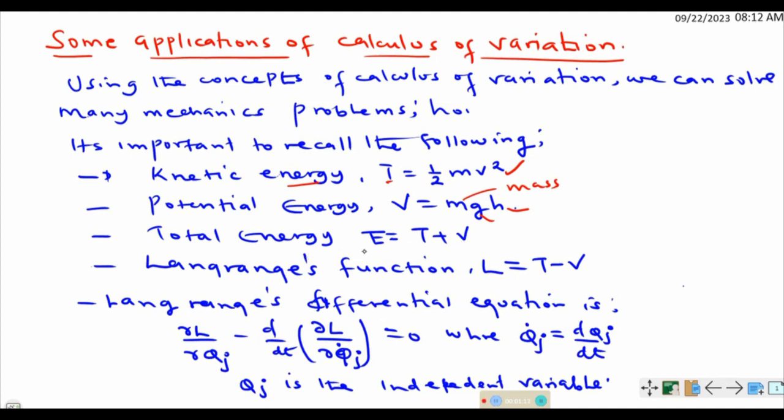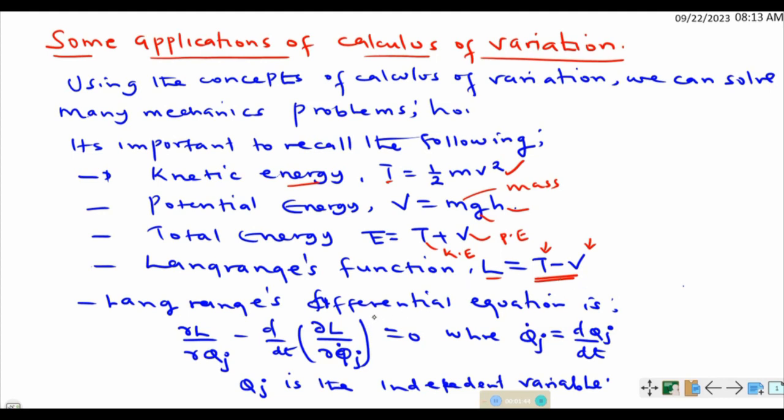Then we shall be using total energy, which we shall be denoting by E, and total energy is the same as T, which is the kinetic energy, adding V, which is the potential energy. Then we shall not forget about using what we call the Lagrange's function, which we shall be denoting as L, and this L will be the same as the kinetic energy minus the potential energy.